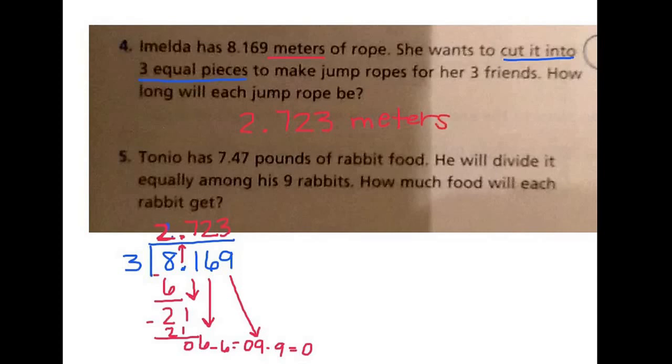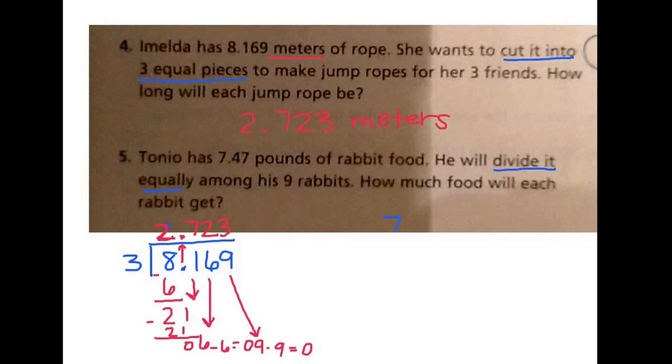Let's go on to number 5. This says Tonio has 7 and 47 hundredths pounds of rabbit food. He will divide it equally among his 9 rabbits. How much food will each rabbit get? So again, I can see it tells us actually exactly what to do. It says divide it equally. So already I know I'm going to be using division to solve this problem.